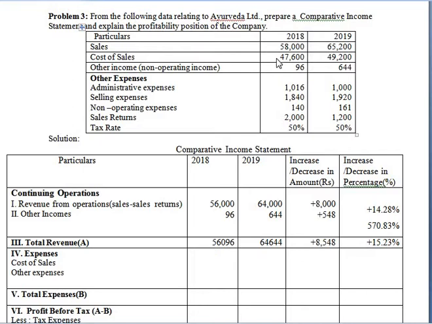For 2018 it is 47,600. So right here 47,600, and here for 2019 it is 49,200. Okay.